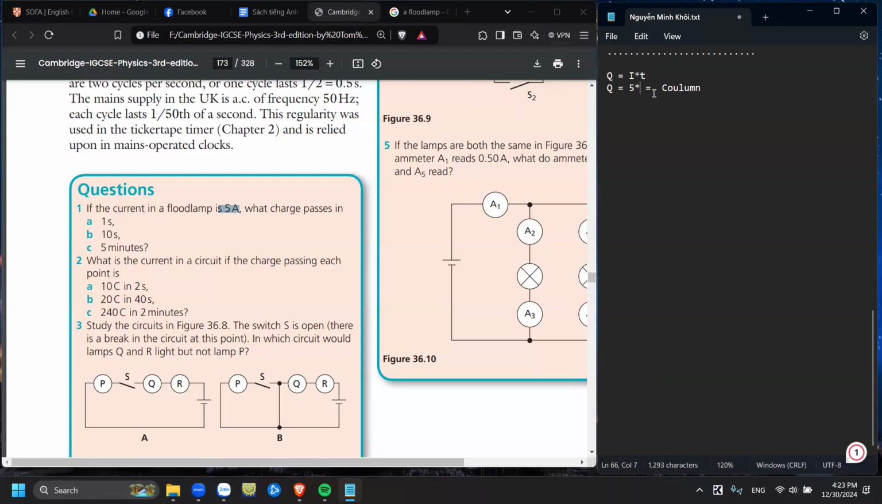5 minutes is 25 coulomb. Wrong. Again. Remember, time is in seconds. You have to convert 5 minutes to how many seconds first? Do it.